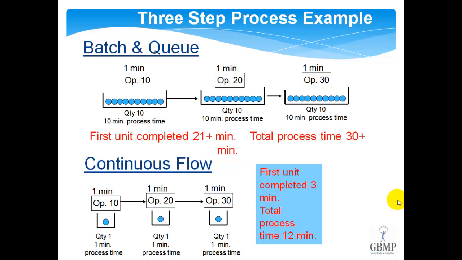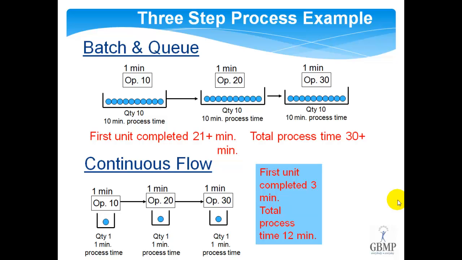Another 10 minutes. So the first unit is completed with 10 minutes in the first bin, 10 minutes in the second bin, and 1 minute in the third bin. That's 21 minutes, plus some delivery time. The last one is processed 10, 10, 10, 30 minutes plus some delivery time.